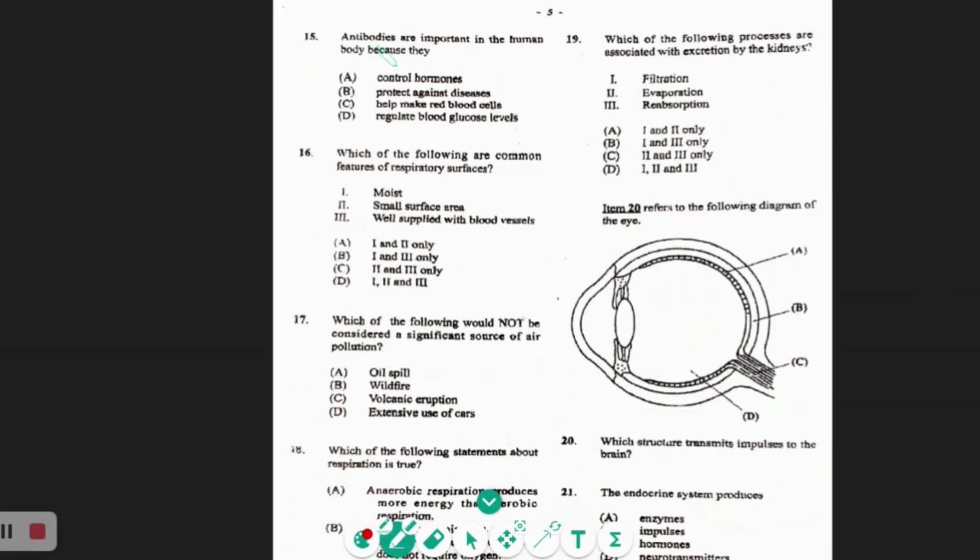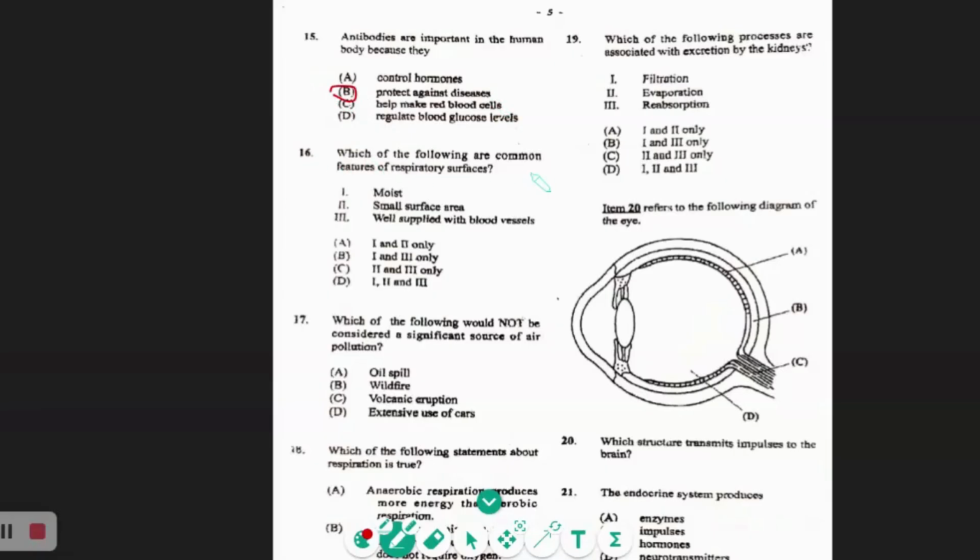15. Antibodies are important in the human body because they control hormones, protect against diseases, help make red blood cells, or regulate blood glucose levels. We know that this is the immune system we're talking about here. So the answer is B, protects against diseases.